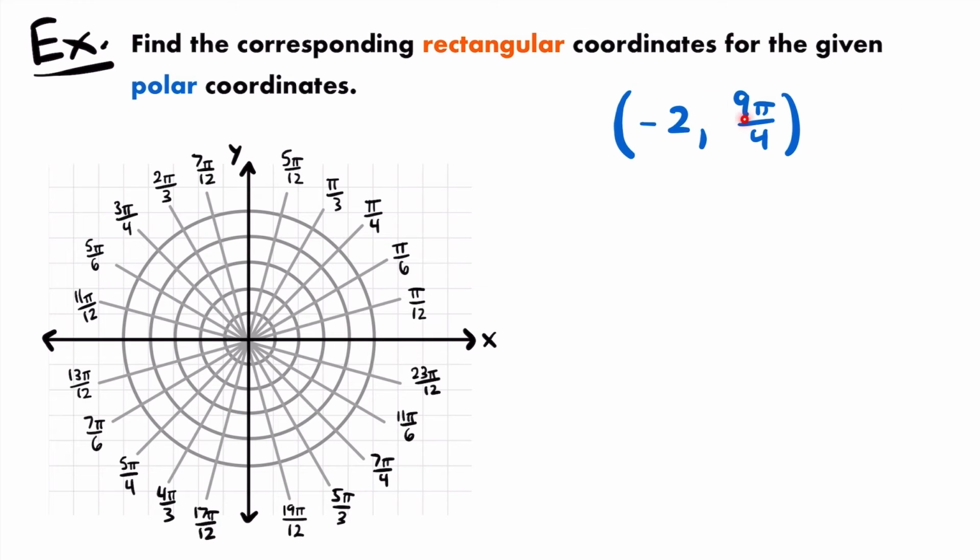All right, so here's our next example. This is going to be our last example of converting from polar to rectangular. With the next couple examples, we're going to reverse that process and go from rectangular to polar.